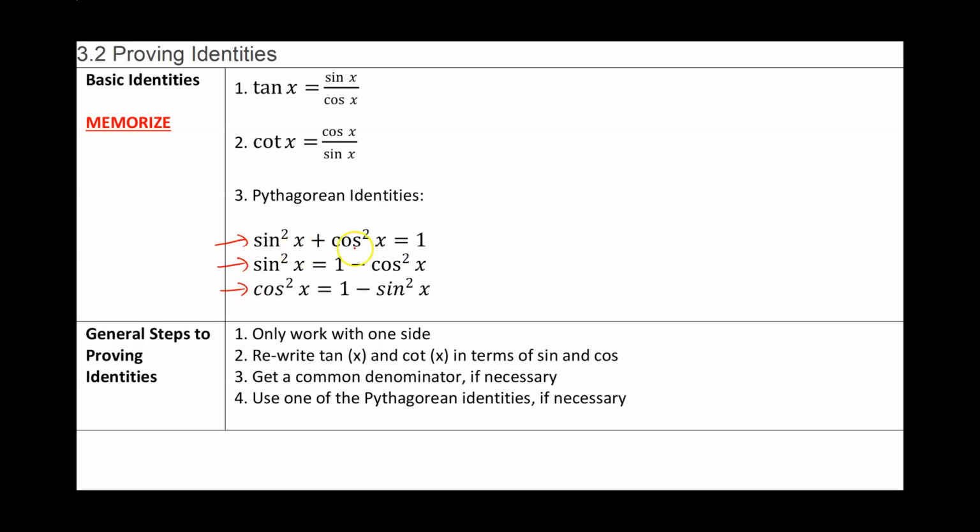Sine squared plus cos squared equals 1. Sine squared x plus cos squared x equals 1. Now, if you have sine of x plus cos x, that does not equal 1. But sine squared of x plus cos squared of x equals 1.